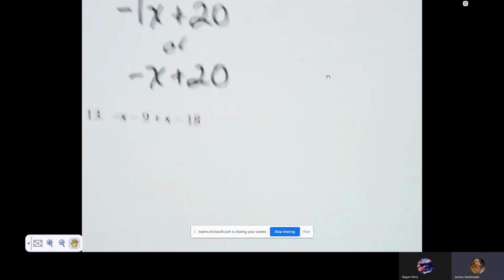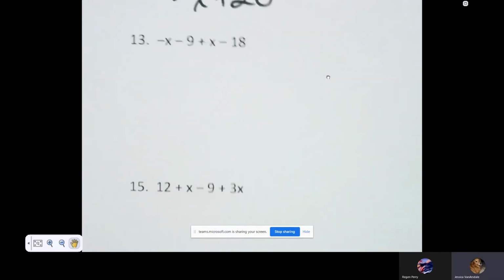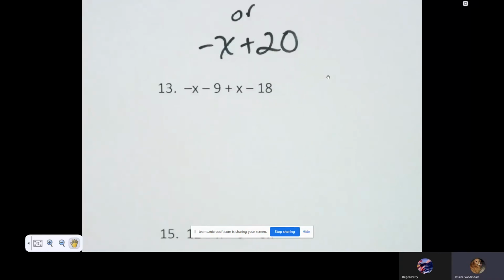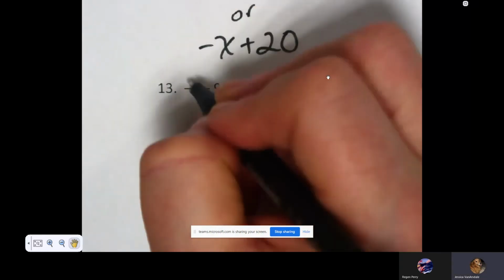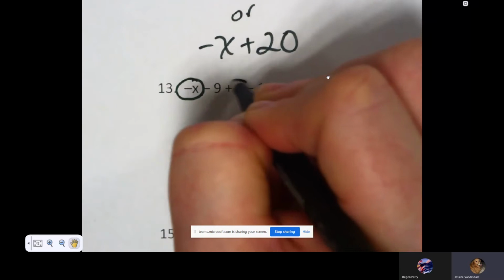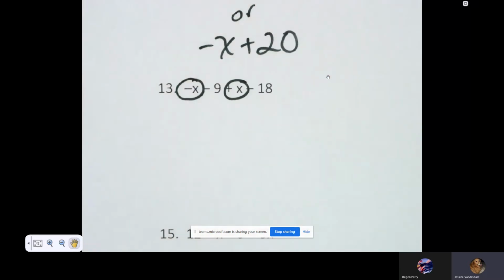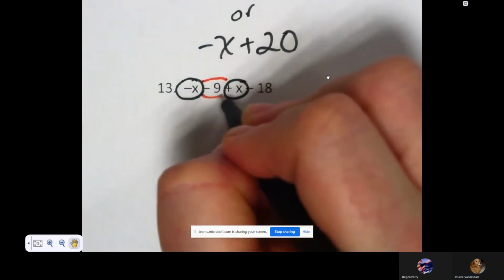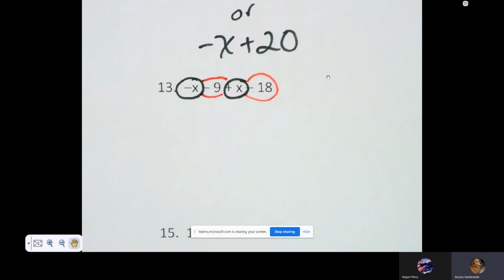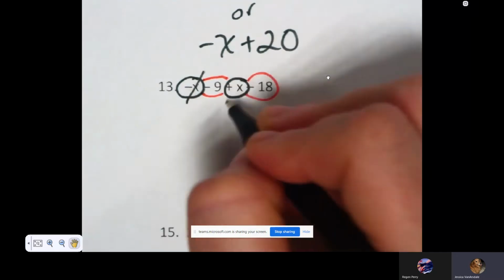Number 13. Do we have to circle? Oh, yeah, so we do have to circle that. I would. It just makes your life easier. All right, so we have two teams again. So what's going to happen, Law? The x's will cancel out and create a zero. That's correct. Good.